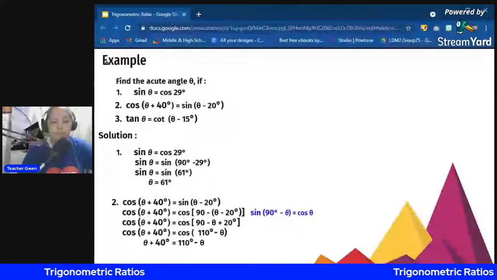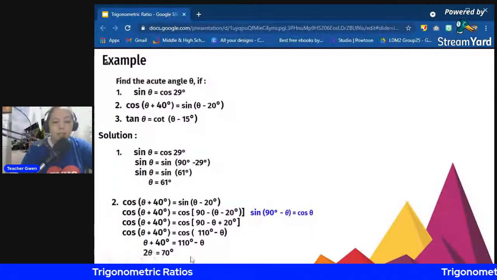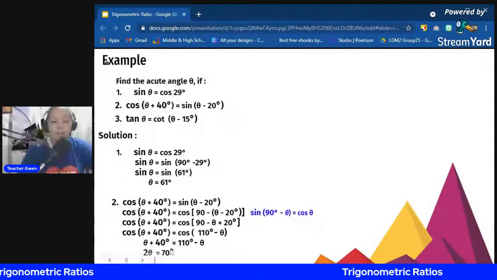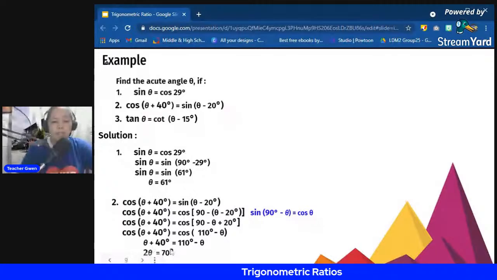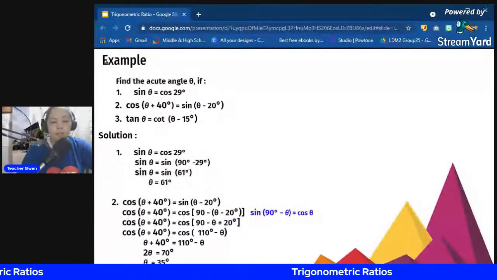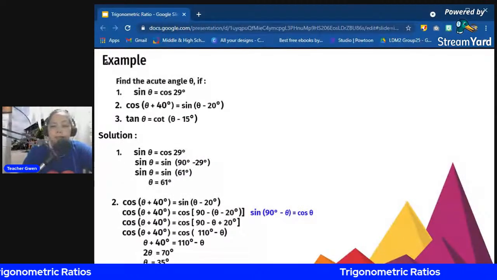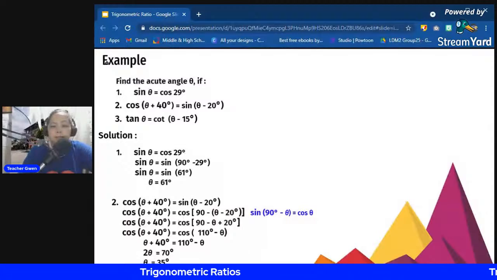And then, para makuha na itong theta, we apply multiplicative inverse. So, mag-multiply tag 1/2 on both sides. Okay? So, 2 theta over 2 is equal to theta, and 70 over 2 is equal to 35. So, theta now is equal to 35 degrees. Then last, we have here tangent theta is equal to cotangent theta minus 15 degrees.